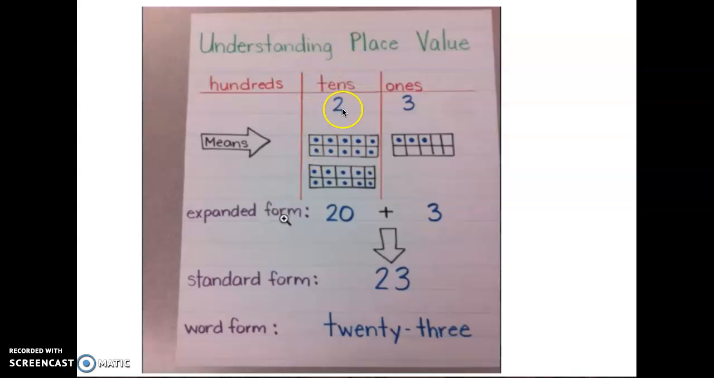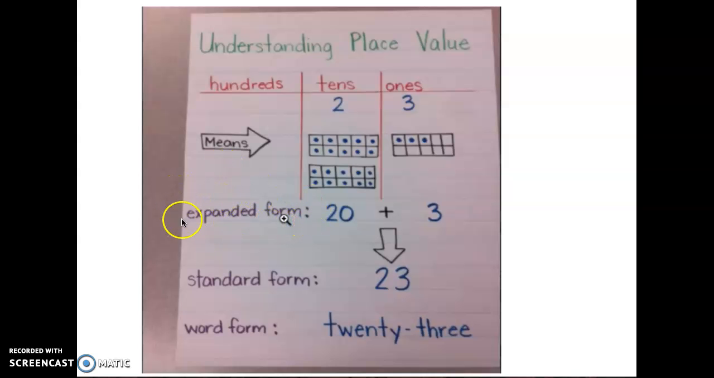And here we see 2 tens. What does 2 tens mean? That both base 10 must be filled up. This is 2 tens equals what? 20. And 3 ones is the number 3. So here we see what number? 23. Let's go ahead and break down what this means.